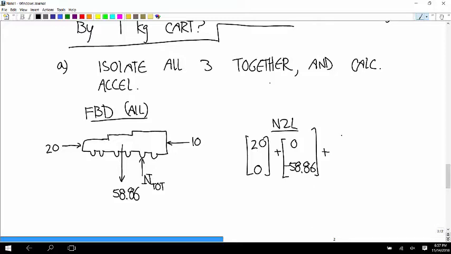Okay, and then there's the weight. Then the normal force is 0, N total. And then the 10 Newton force is in the negative x direction. So a negative 10, 0. And all that's equal to the mass of our system, so 6 times the acceleration. And the acceleration is in the x direction.